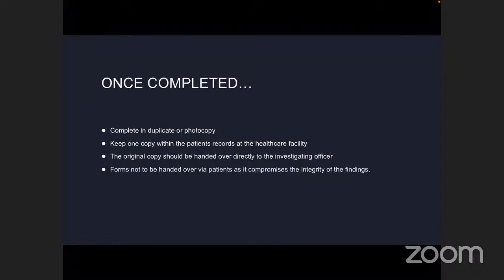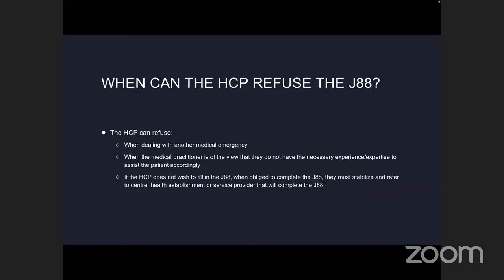So once you have completed the J88 form after the diagram, some of the things that are important to note is to actually duplicate your J88 form. You want to keep one copy in the patient's records at the healthcare facility, and the original J88 form is the one that should go through the formal transfer and hand over to the SAPS agent. We are not supposed to hand the forms back to patients and expect them to courier it to the police station.